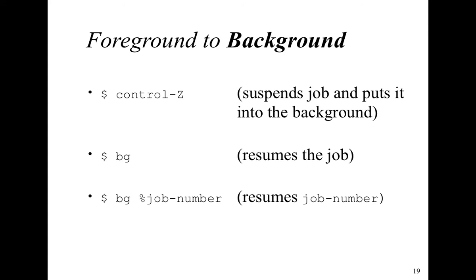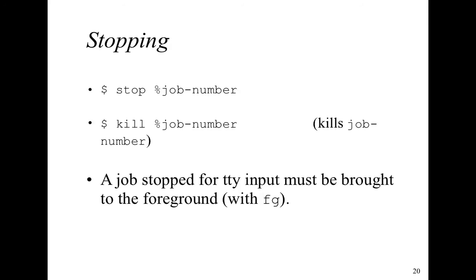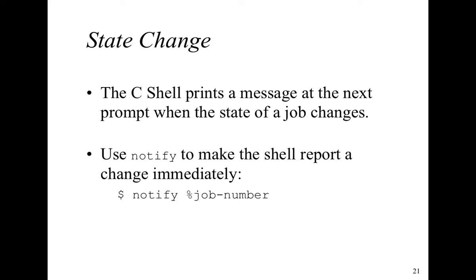Control Z suspends it and puts it into the background. Stopping and killing: stopping stops something, while kill just destroys it completely and removes it out of memory. You can start and stop, and you can kill to remove. So stops foreground. State changes. The C shell prints a message at the next prompt when the state of a job changes. So you can use notify to make the shell report a change immediately. Notify me on a job number. So again, it uses the job number.